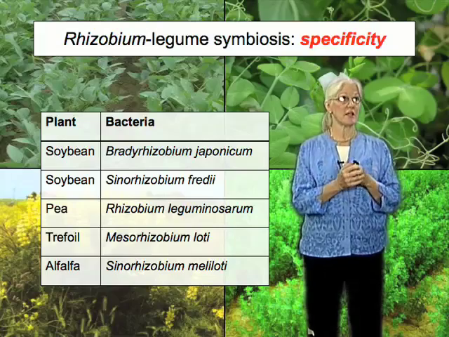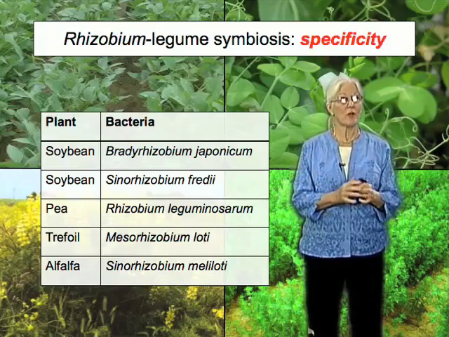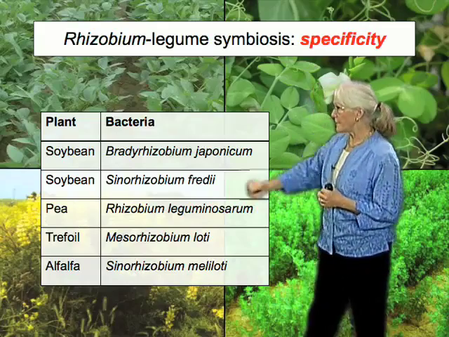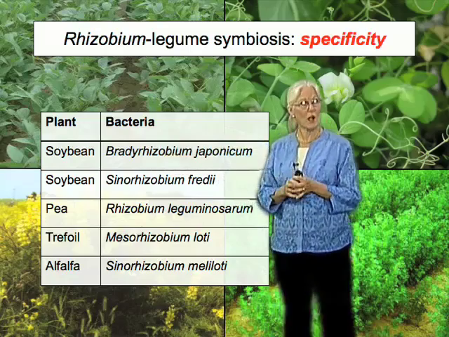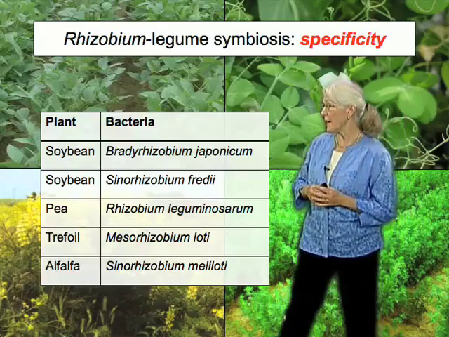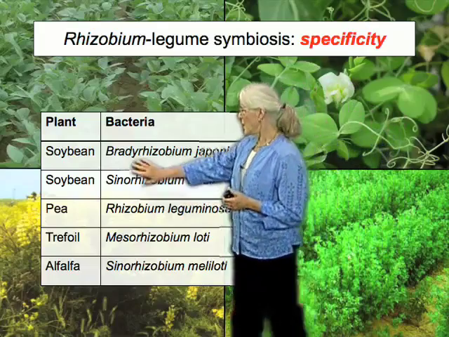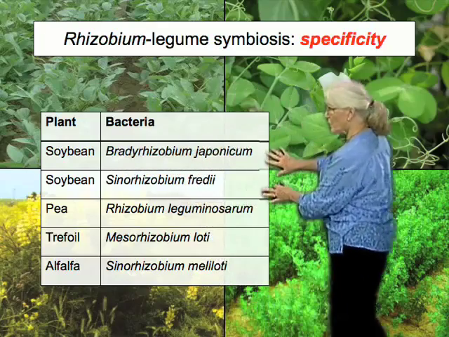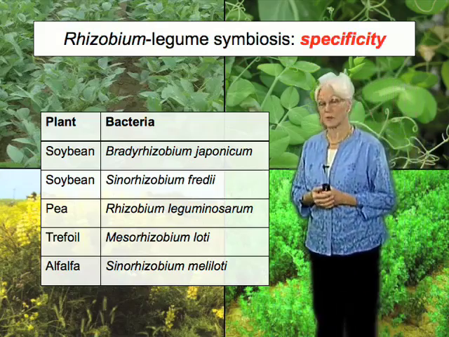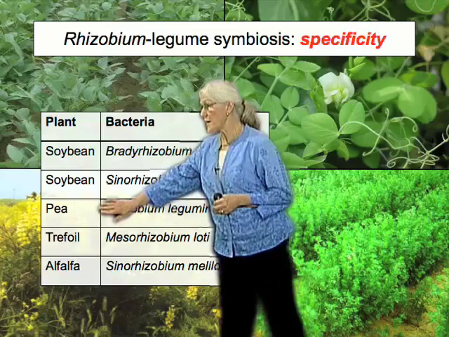Beyond the specificity for the legume family, within that very diverse family, specific legume types, such as the soybean, are nodulated not by just any old bacterium, but only by certain restricted groups. So here we're looking at the soybean, and here I'm showing you two different species that are known to form symbiotic root nodules on soybean.